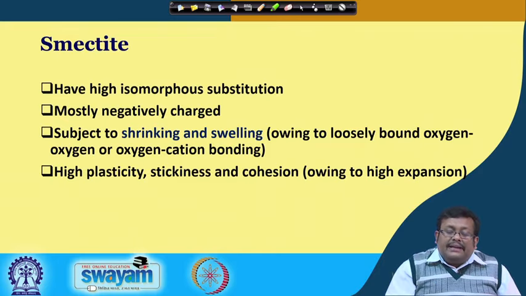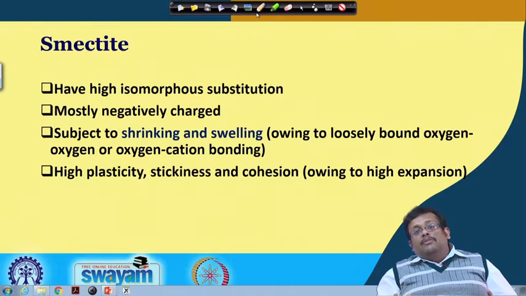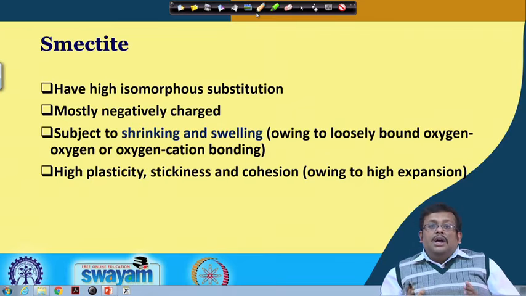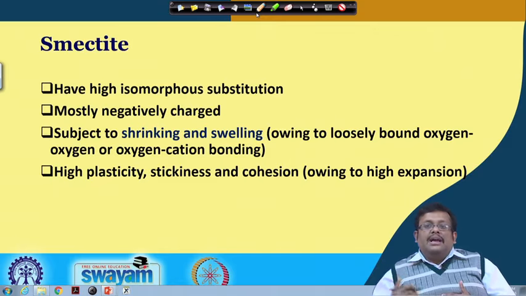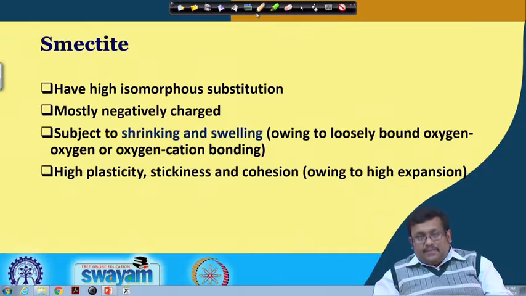So, let us start with the smectite. In case of smectite there is a high amount of isomorphous substitution, and they are mostly negatively charged because of this high amount of isomorphous substitution. As a result, interlayer molecules, interlayer water and cations are subjected to shrinking and swelling owing to loosely bound oxygen to oxygen and oxygen cation bonding. We will see it in a bit. And remember that it also shows high plasticity, stickiness and cohesion owing to high expansion.